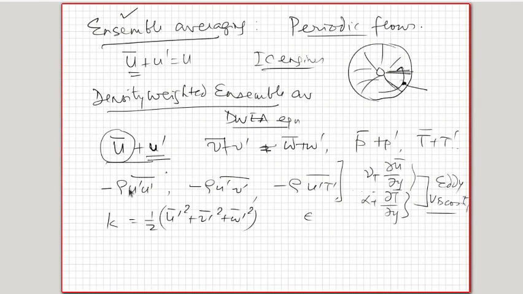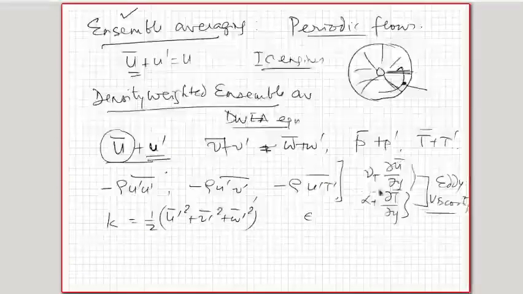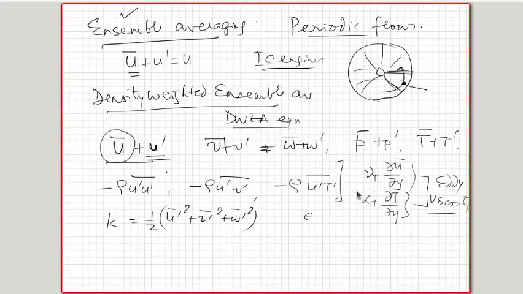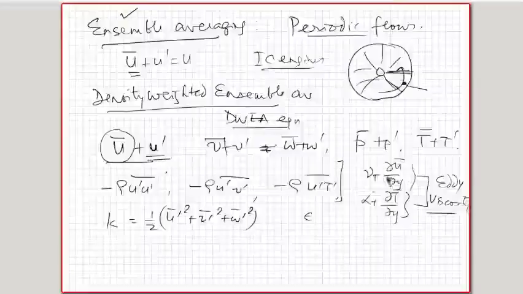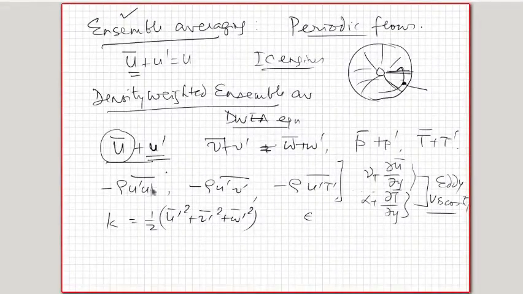So you model these terms as additional diffusion terms which have a diffusivity called alpha t or nu t, and modeled using del T by del y, del u bar by del y or del T bar by del y. So you say that these stresses or these fluxes are also proportional to the mean velocity gradient or mean temperature gradient, right? So that is one way of modeling, which is called the Eddy viscosity models.